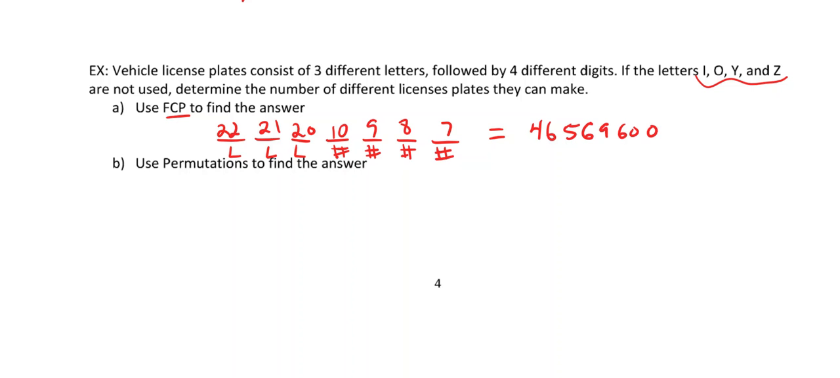Okay, so now it says use permutations to find the answer. So we can use permutations from above by just focusing on the first part and the second part. For the letters, that'd be the same thing as saying of the 22 letters to choose from, we're going to pick 3 of them. That is what this is saying right there. And then we just multiply that by, of the 10 numbers that we can pick from, we're going to pick 4 of them. And if you did that, we would end up with the exact same answer.